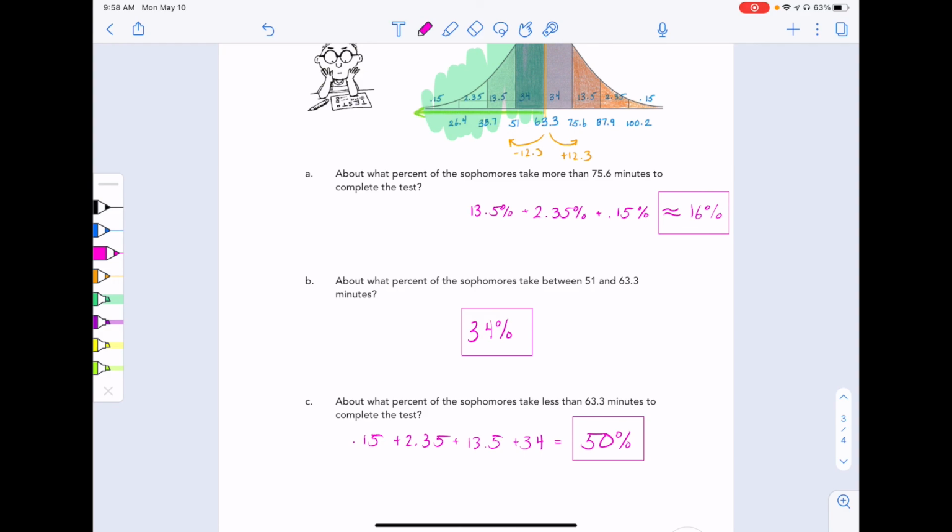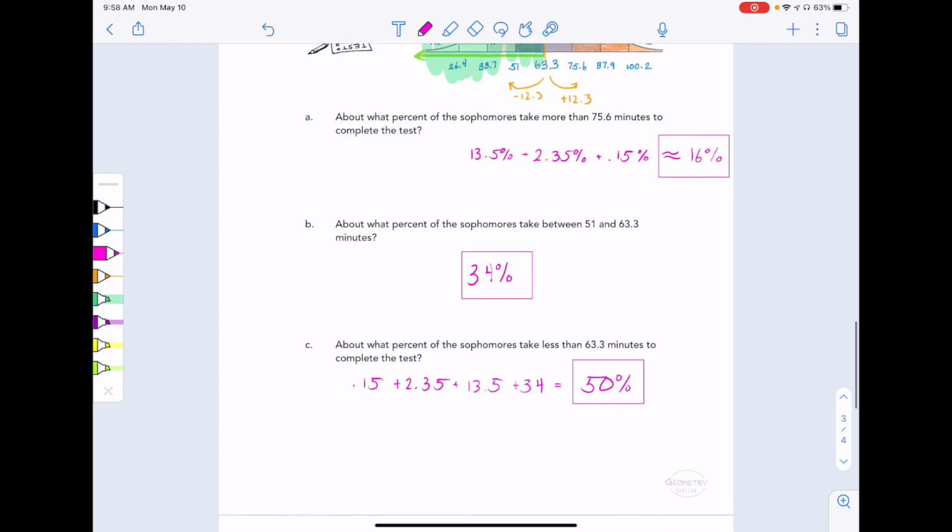Okay, if I was to tell you that there were 24 students in the class and 50% of them take less than that, if I was to ask you what that is, then you would tell me obviously 24 times 50% is 12 students. That's not the question here, but there could be questions like that.